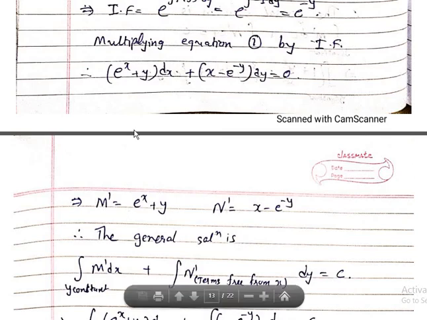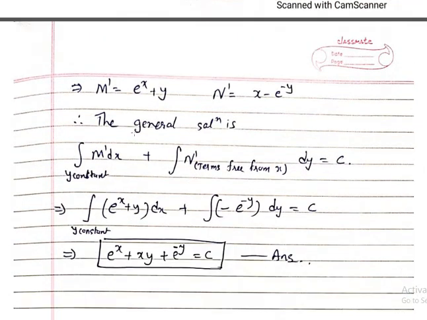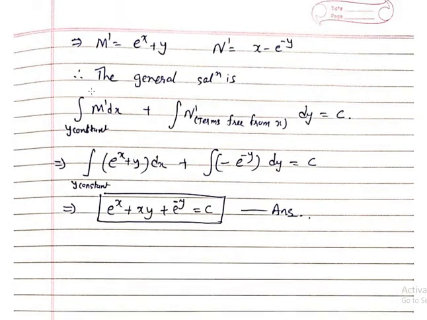As m and l we have already defined. So the general solution is given by integration m dash dx plus integration of the terms of n dash free from x dy is equal to c. So integration m dash, that is integration e raised to x plus y dx, plus integration of the term free from x, that means minus e raised to minus y. So integration minus e raised to minus y dy is equal to c.